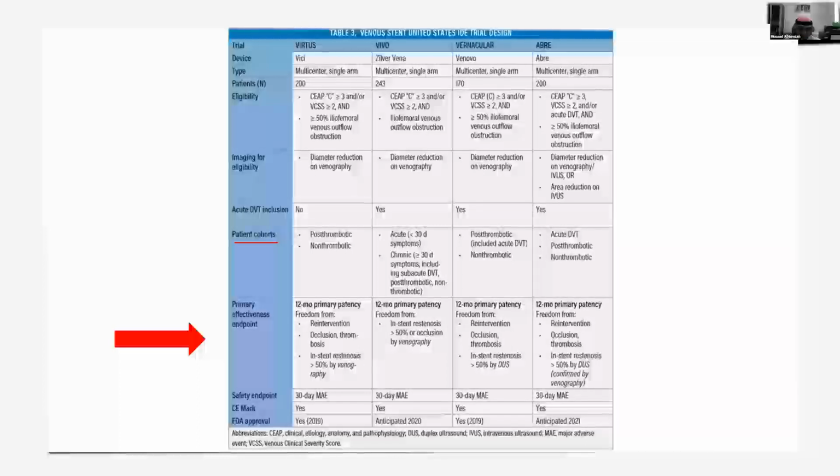Venovo and Vici have been approved and published since 2019. Abre, we're waiting for the results to come out. Zilver, I don't think we have good representation of Cook here in the country, so Zilver is not really floating around in the market here.